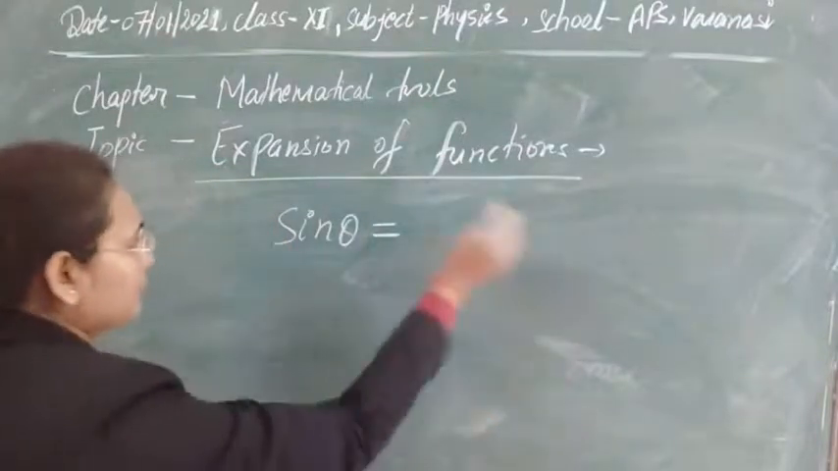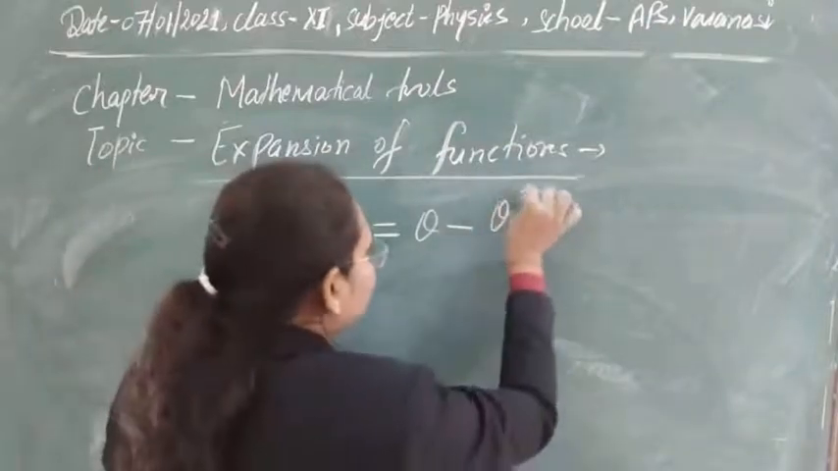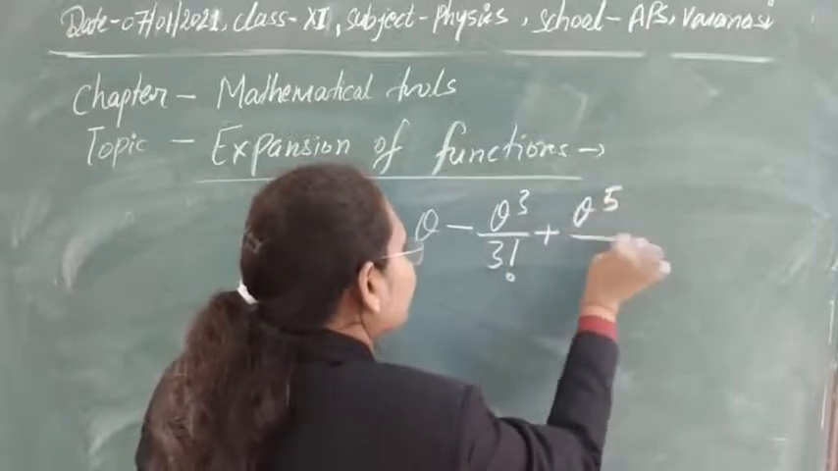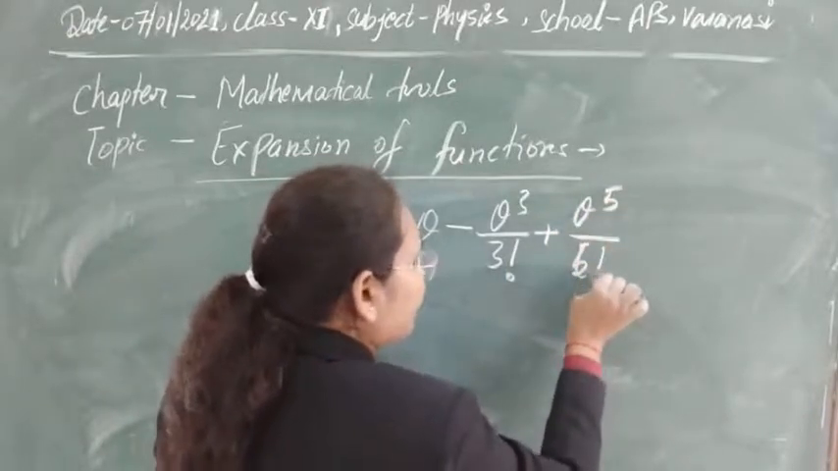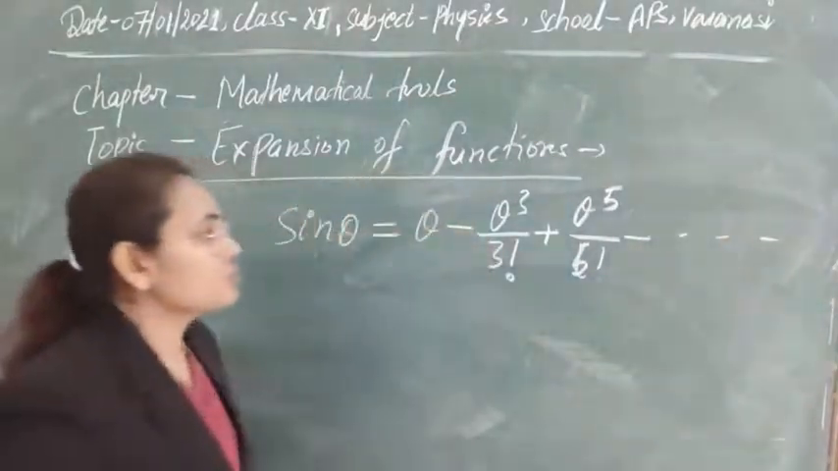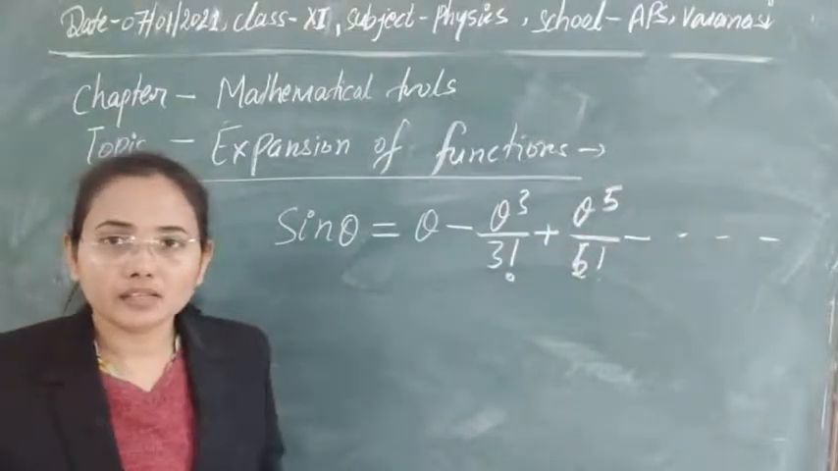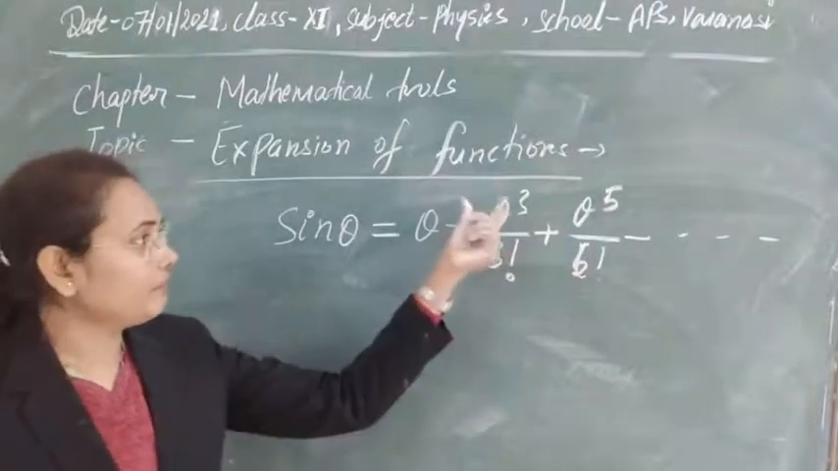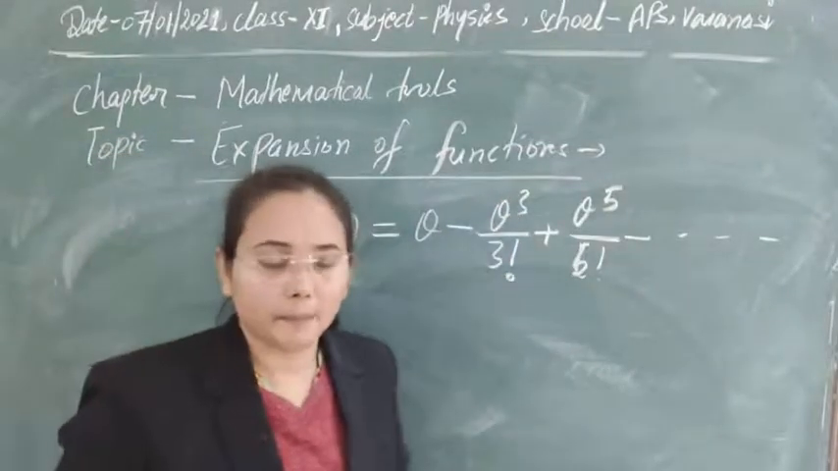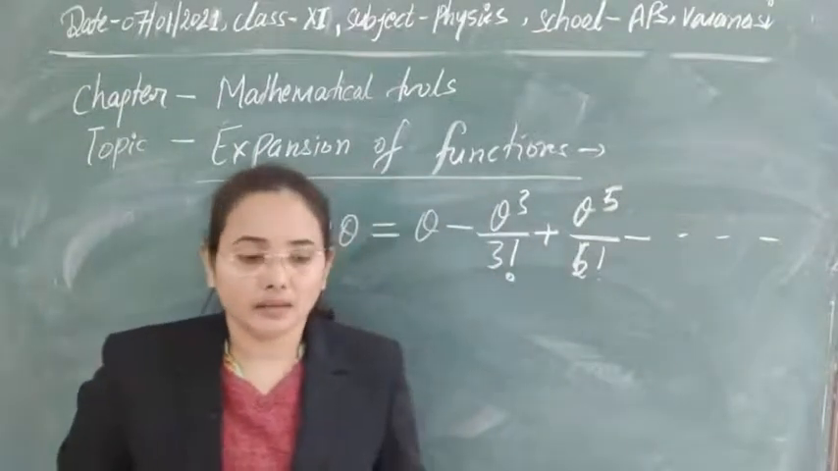So the expansion of sine theta is theta minus theta cube upon factorial 3 plus theta power 5 upon factorial 5, and in this way you can expand it. Here, alternately, first of all a minus sign will be there, and in the case of sine theta we will not get the even powers of theta. These types of problems are used to expand the values.